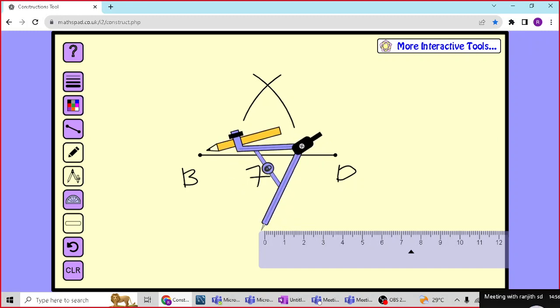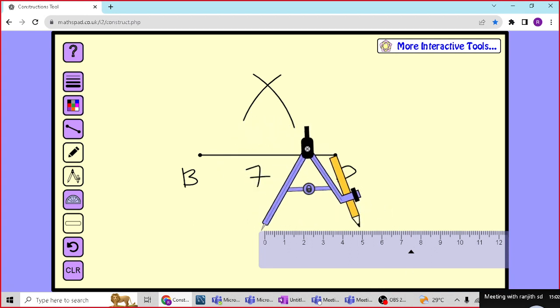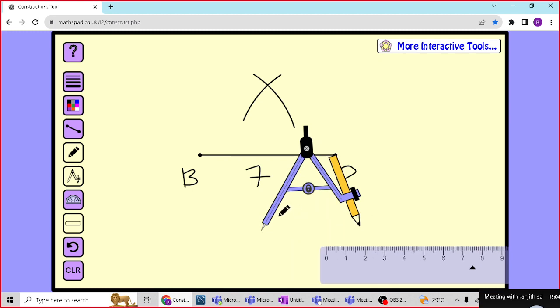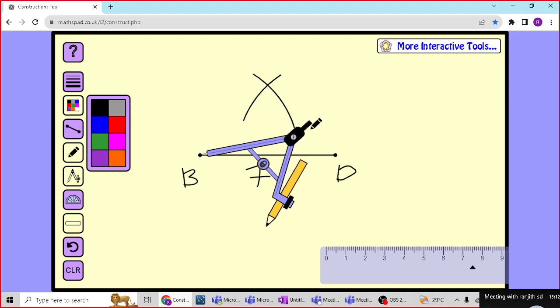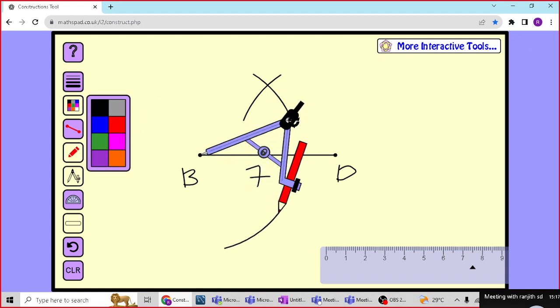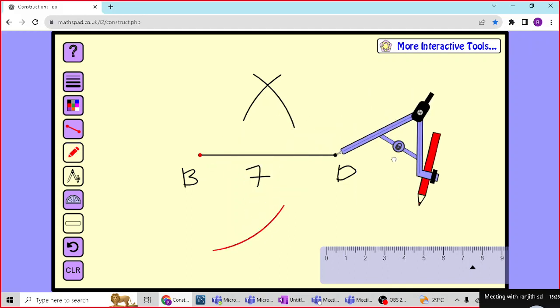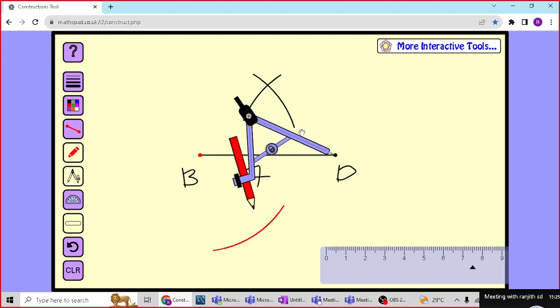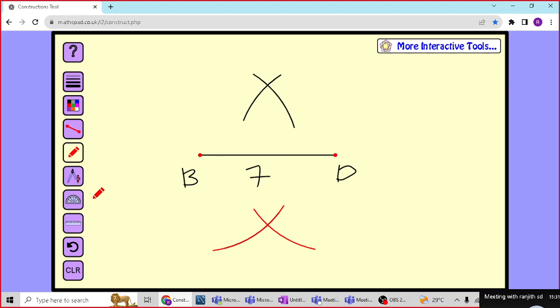So 5 centimeters. 5 or 5.5? So 5 centimeters. Okay, take 5 centimeters and draw another arc down. Two arcs down, another two arcs like this. That's it. Now connect all 4 lines. Join all these 4 lines.